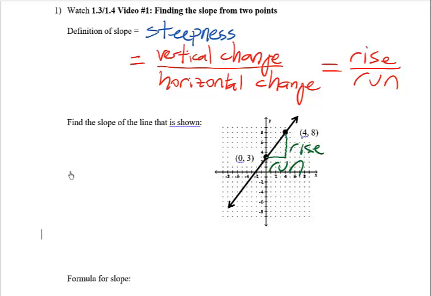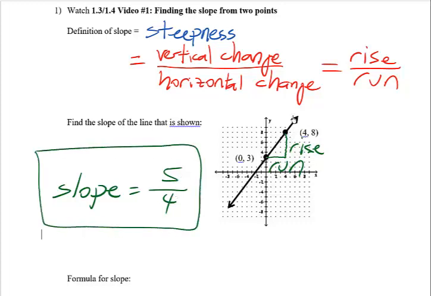To calculate the slope, I just need to determine how many spaces are in the rise and how many spaces are in the run. The rise always goes on top. Let's see, if I count that out, it looks like 1, 2, 3, 4, 5 spaces along the rise. And the run, 1, 2, 3, 4 spaces to the right. That means my slope is the fraction 5/4. We say that's the slope of this line.